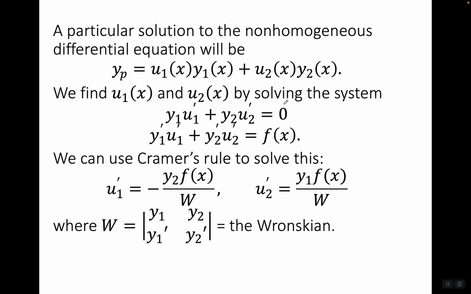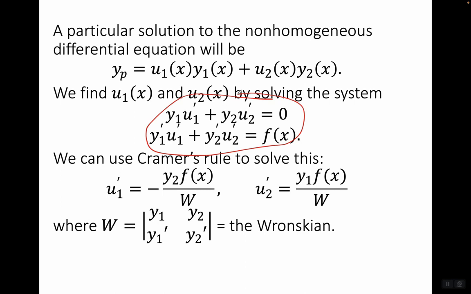Now comes the hairy part. A particular solution to the non-homogeneous differential equation will be y sub p equals u1 of x, y1 of x, plus u2 of x, y2 of x. We find u1 of x and u2 of x by solving this system of equations. y1 u1 prime plus y2 u2 prime equals 0. y1 prime u1 prime plus y2 prime u2 prime equals f of x.